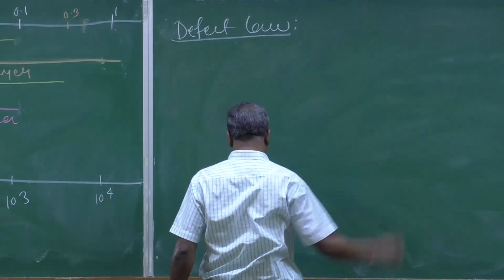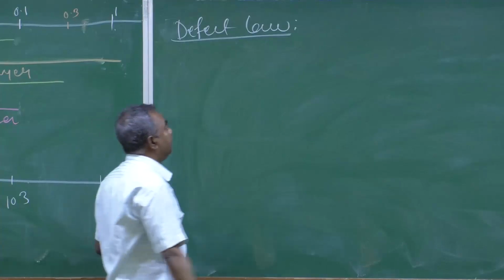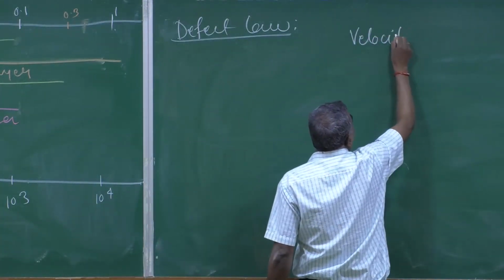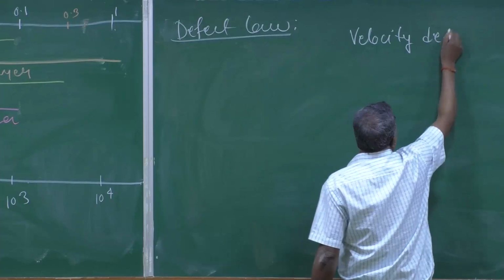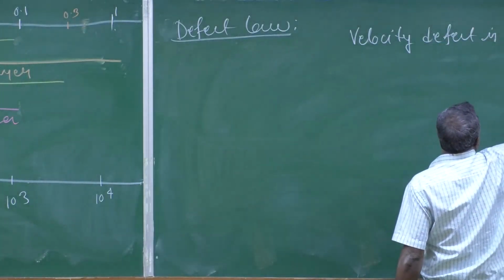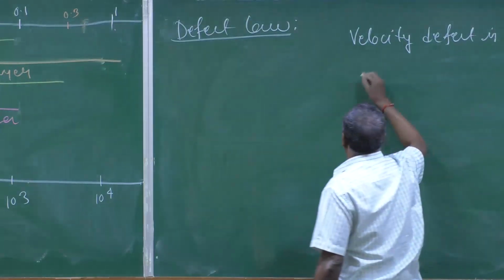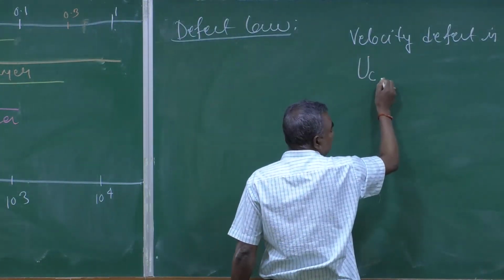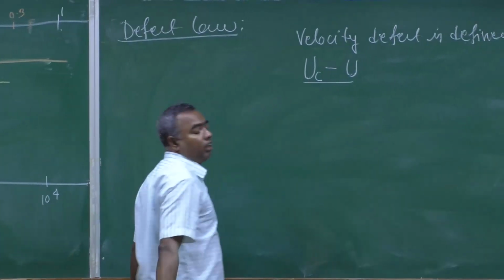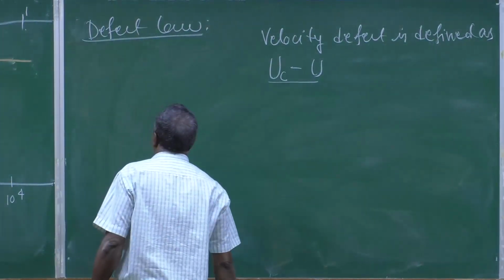Defect law. Okay. So, velocity defect is defined as the center line velocity u c minus the mean velocity at a particular location. So, this is what is your velocity defect.